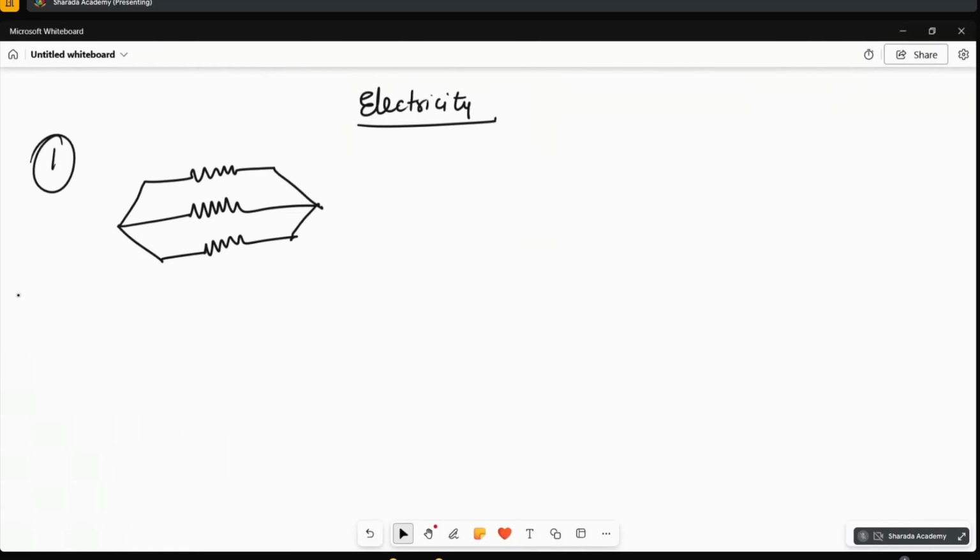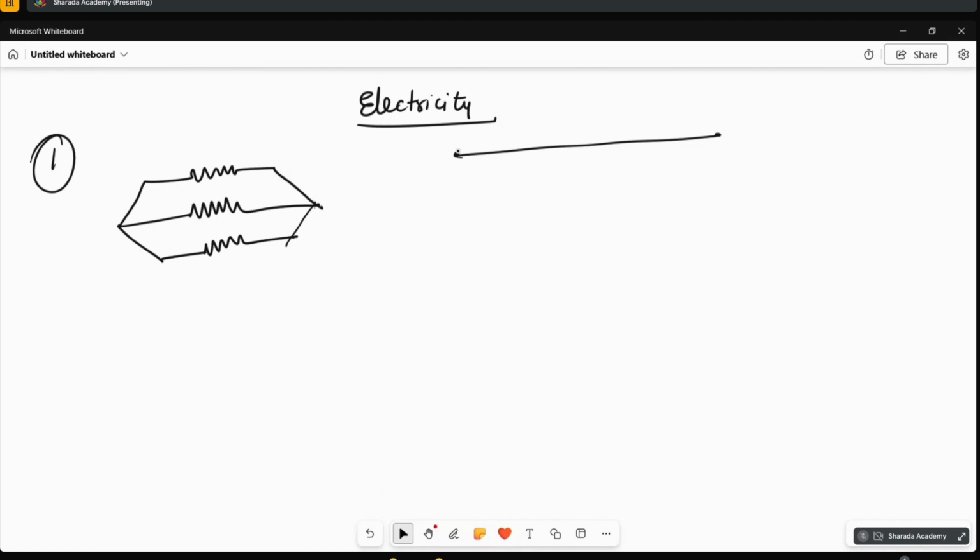A piece of wire of resistance R is cut into 5 equal parts. These parts are connected in parallel. If equivalent resistance of this combination is R dash, then find the ratio R by R dash. Okay, so there is one wire, or you can just consider it as a wire. First question in the NCERT problem, okay?